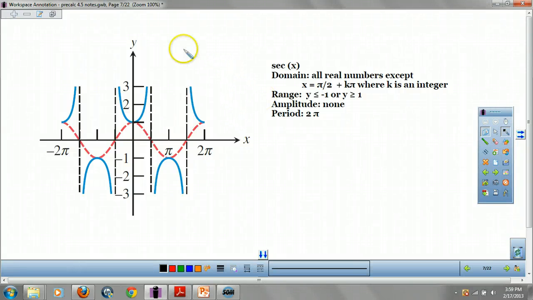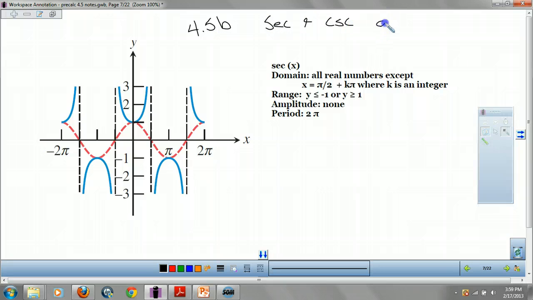Hey there, Precalc kids. Today we are looking at 4.5b. We're going to call this secant and cosecant graphs.